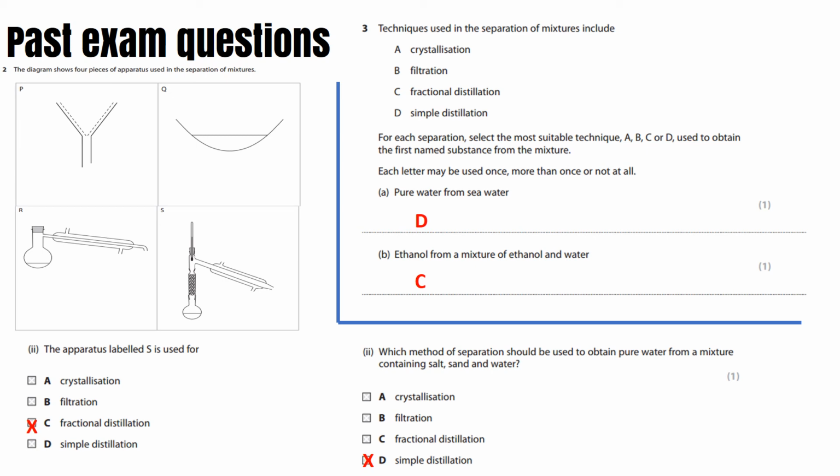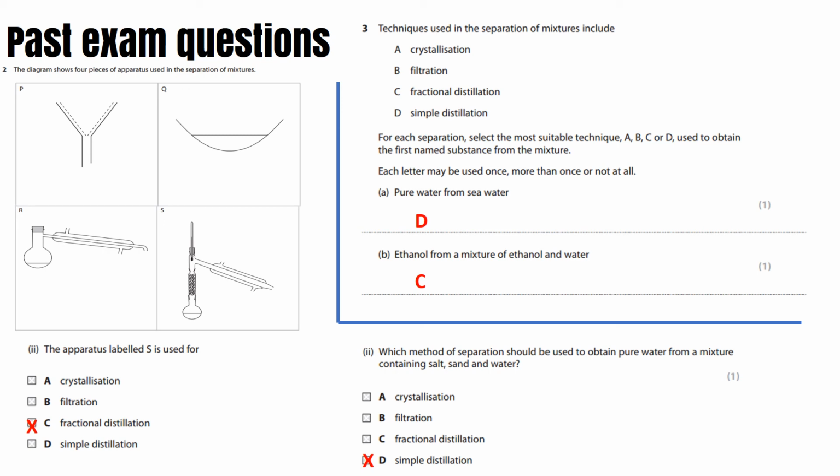So the question is, for each separation, select the most suitable technique from A, B, C or D used to obtain the first named substance from the mixture. Each letter may be used once. Pure water, so we need to separate pure water, that's the first substance, from seawater. I hope you remember, please drum it in, salt water, seawater, simple distillation. That'll be what they ask, salt and water, simple distillation. It will always be simple distillation, so letter D.